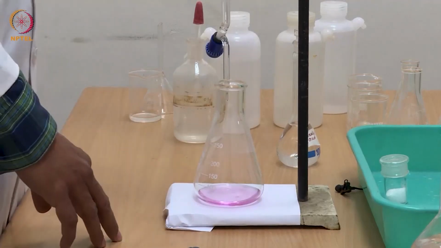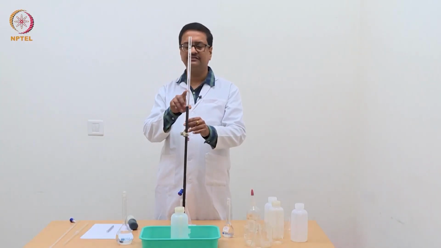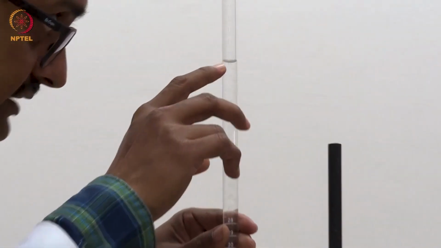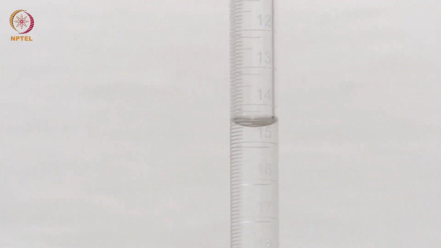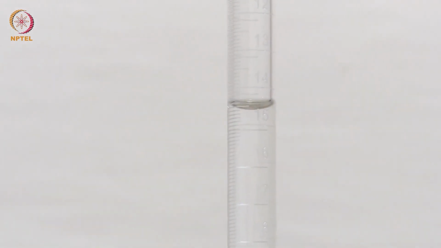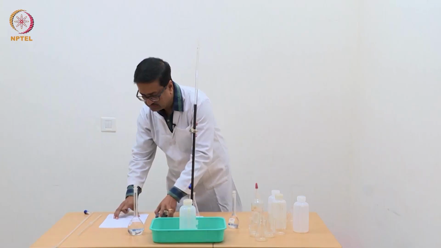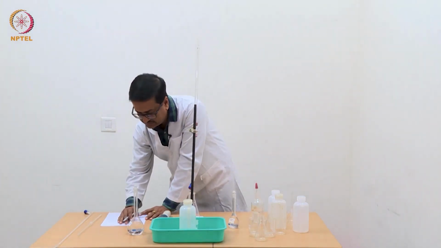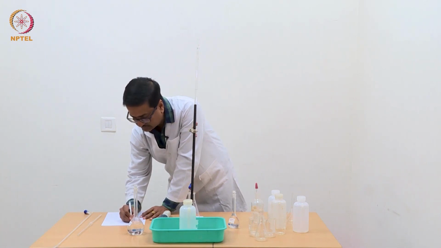So now we need to take the burette reading accurately. What you can see here is the burette reading. If I try to read carefully, this reads 14.5 ml here. The lower meniscus is touching 14.5. So we need to write down this reading. We started from 0 and the final reading is 14.5 ml.